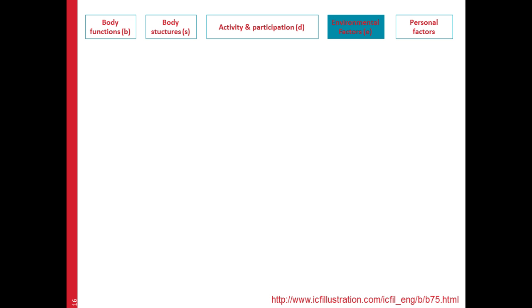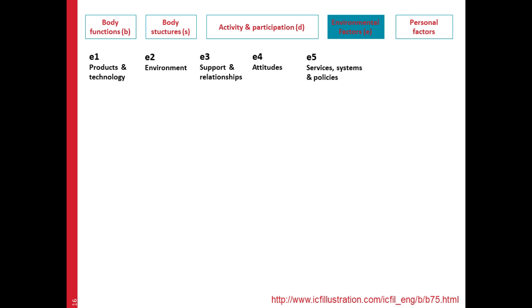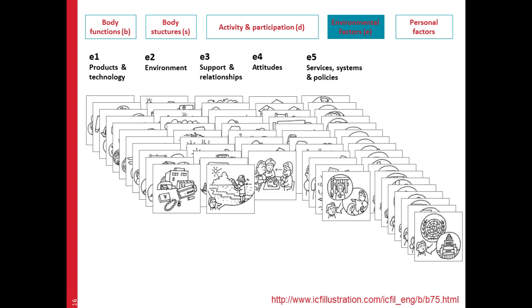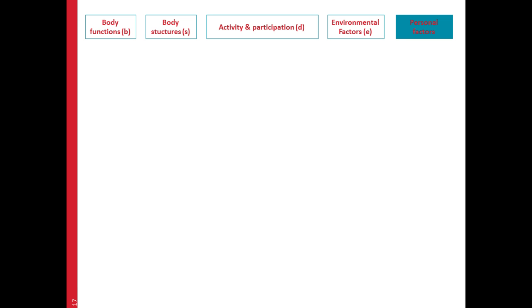Environmental factors are divided into 5 chapters, each with a large number of subdivisions. A detailed review of this is beyond the scope of this particular presentation. Personal factors are not yet explicitly characterized and indeed are generally taken as a catch-all for any factor that can't be regarded as environmental.